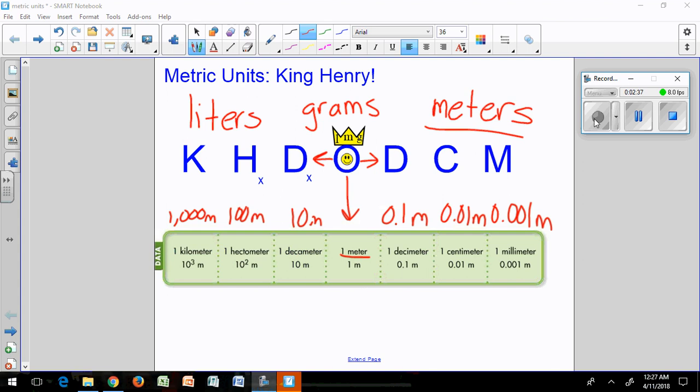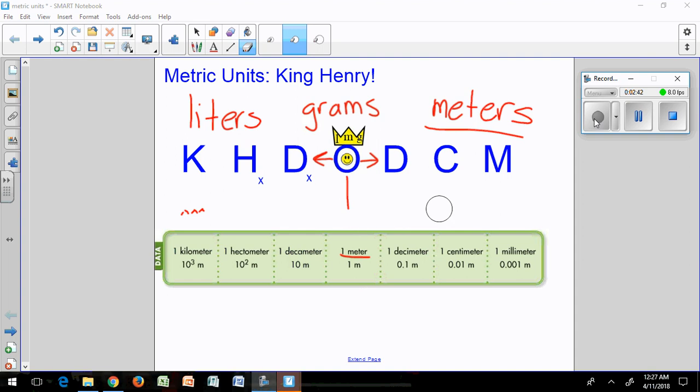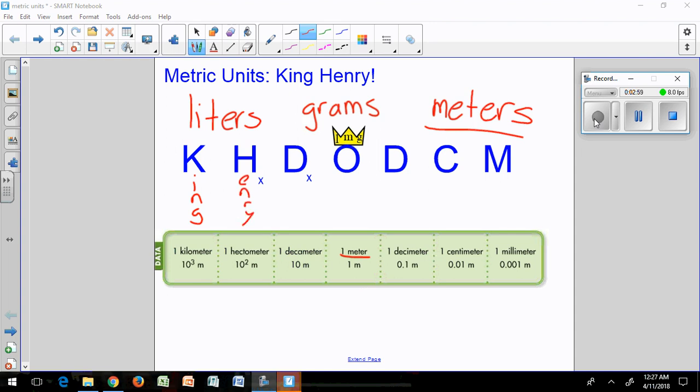And we'll get more into this. We'll practice the conversions. But one thing I wanted to show you was a little saying to try and remember this order. It's KHDODCM. And like I said before, we have our King Henry. It's a little bit morbid. It's a little bit dark because King Henry died one day chewing mud.